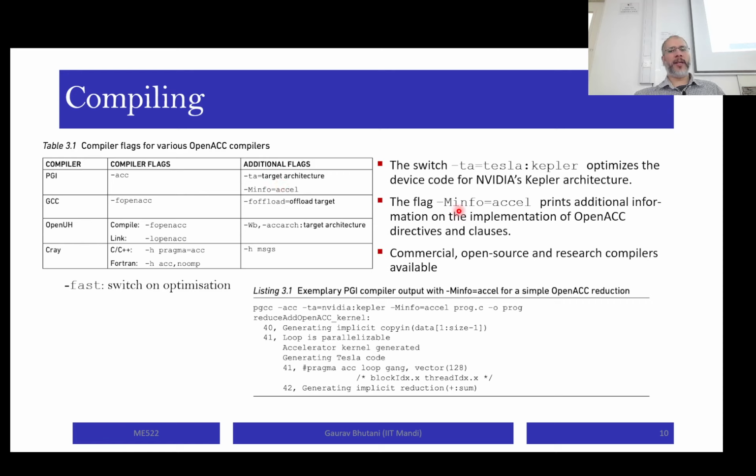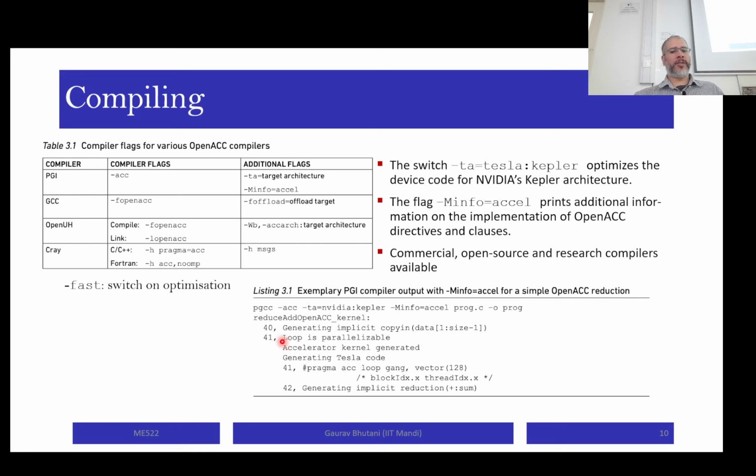Then you can specify some extra flags, like -Minfo=accel. If you compile with Minfo accel, because it's doing things smartly, it tells you what steps it followed. For example, if you look at this text here, we compiled this code using Minfo accel. It says, line 40, generating implicit copyin of data. So it's copying in the data vector.